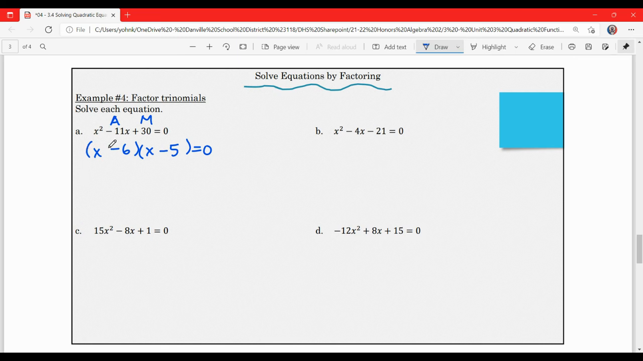Remember, you can always check to see if you factored correctly by double distributing and collecting like terms. You should get back the problem. So when you have two things that multiply to give you 0, you set each of them equal to 0. That's the zero product property. If you solve this equation on the left by adding 6, you get x equals 6. If you solve the equation on the right, you would add 5, so you get x equals 5.